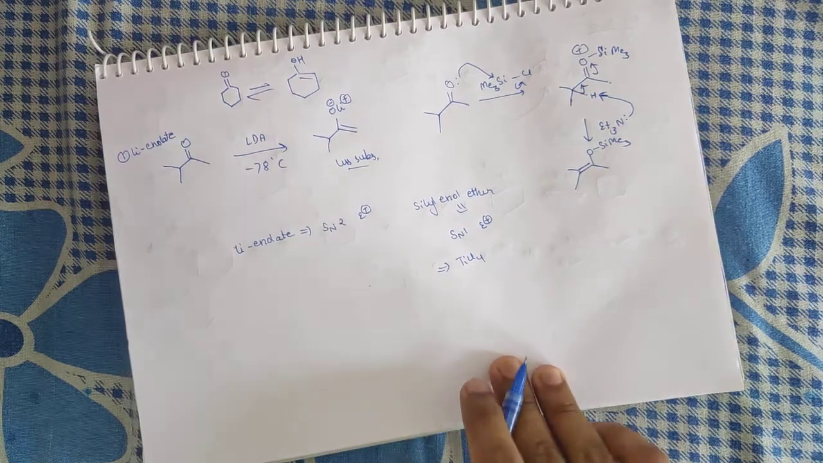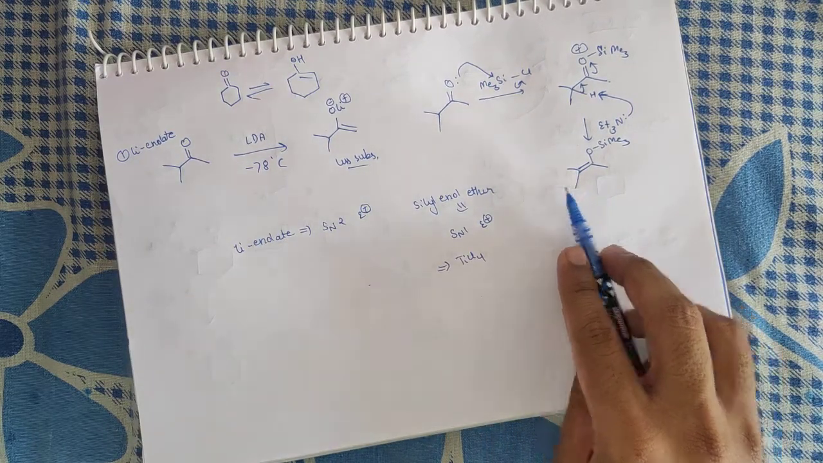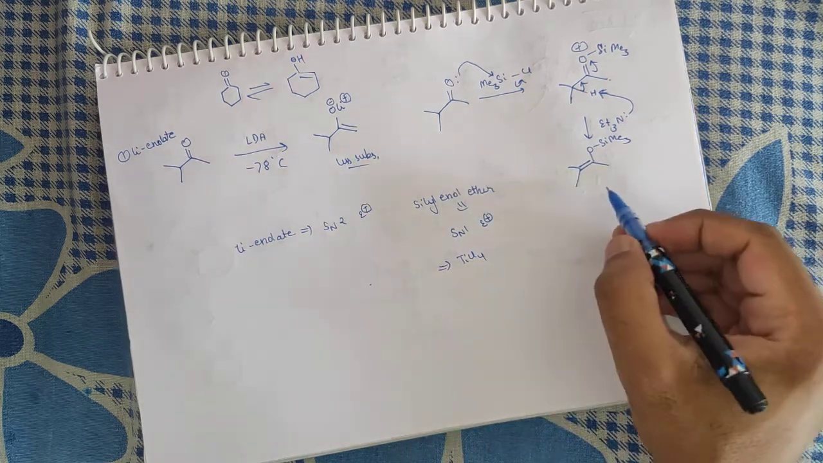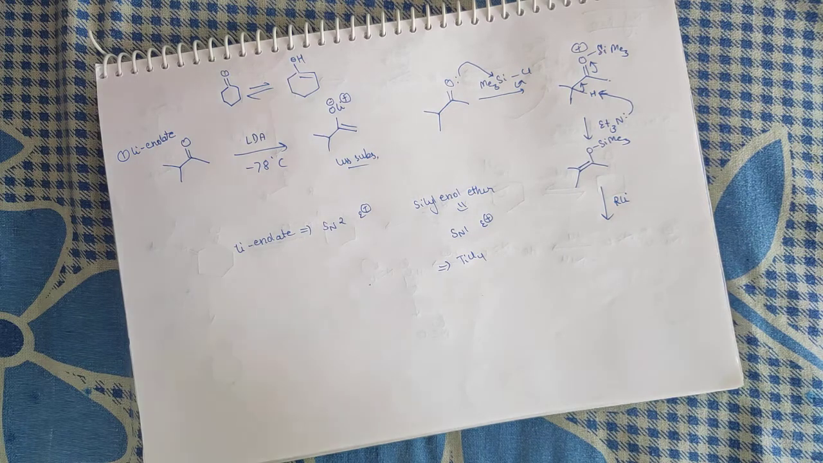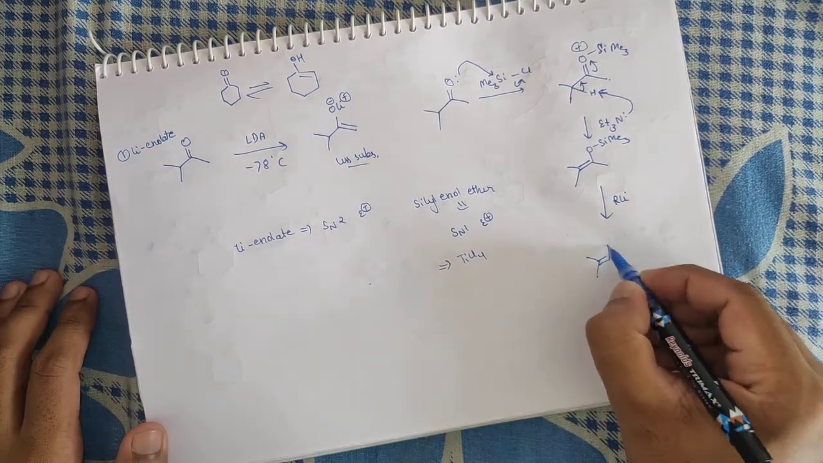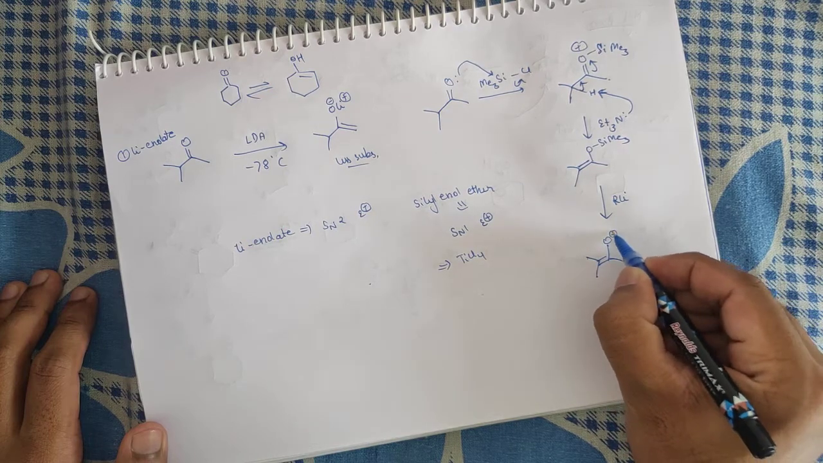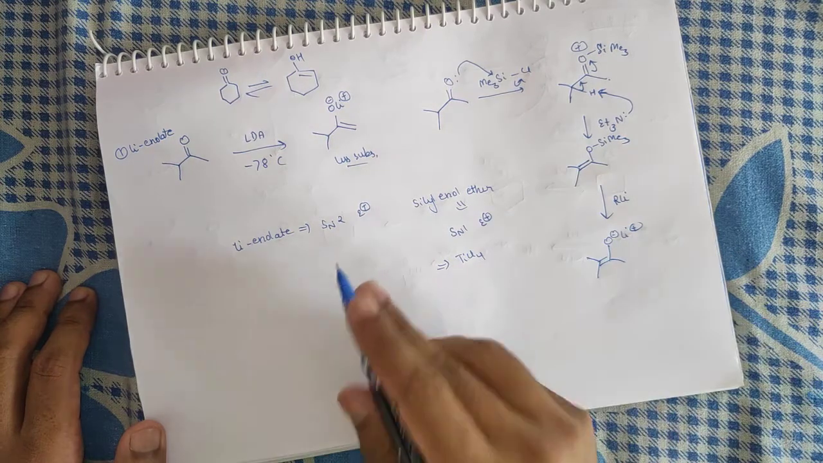If you want to carry out the reaction of this more substituted enolate with SN2 reacting electrophiles, then you can simply add an organolithium compound, or simply butyl lithium. Then there will be formation of lithium enolate like this, and now you can carry out the reaction with SN2 reacting electrophiles.